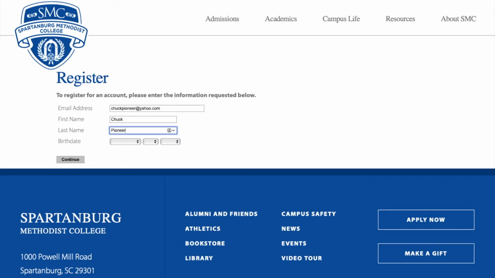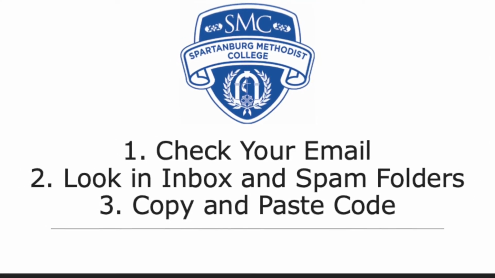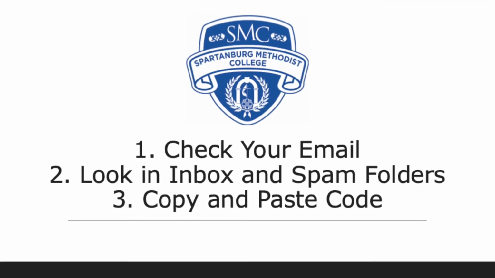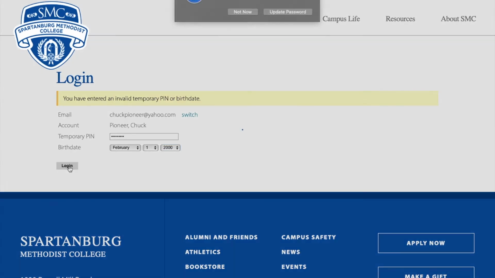After you enter this information and click continue, you will want to check your email for an email that contains a password that will allow you to move forward with your application. So click continue. And here you will want to log into your email to receive that code. And if you don't see it in your inbox, you may want to check your spam folder. So I've entered my code and my birthday here, and now I'm going to log in.